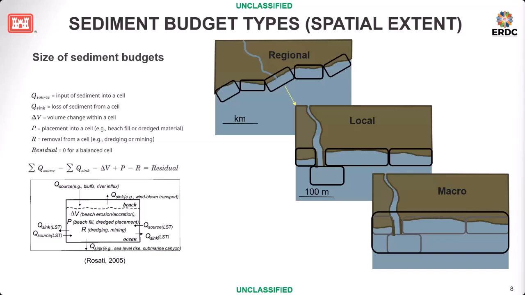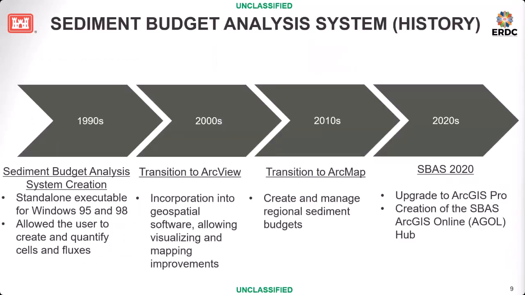And then we can even take that and get a middle ground between our local and regional and combine the values of those cells into more of a macro budget. So you can have different varying spatial extents based on who your end user is or what project you're looking at or what your final message you want to deliver is.